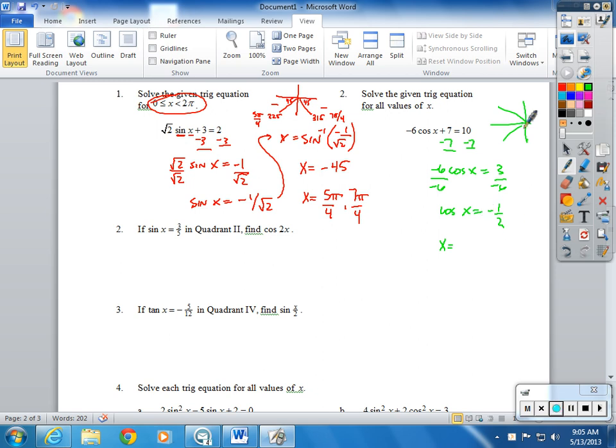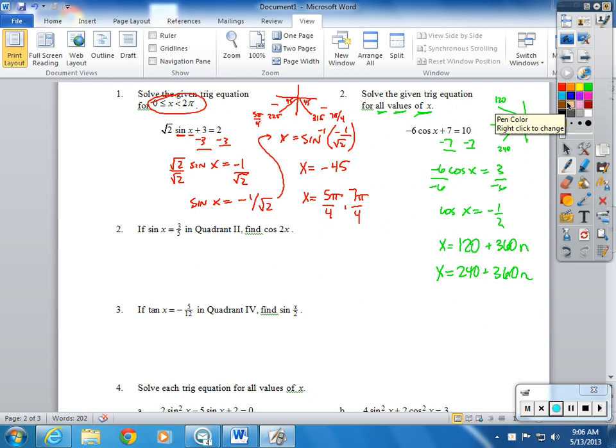All right, we know cosine is negative 1/2 at 120 degrees. Okay, and we also know it's negative 1/2 at 240 degrees. Now this says for all values of x, which means we're actually going to have an equation for our answer. So the initial value is 120, and then every 360 degrees we're going to get another answer. So 360 would be your growth. 240 is the initial value, and then every 360 degrees after that would be the next answers.